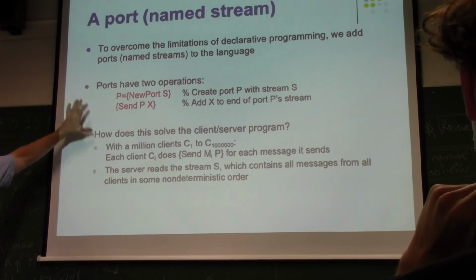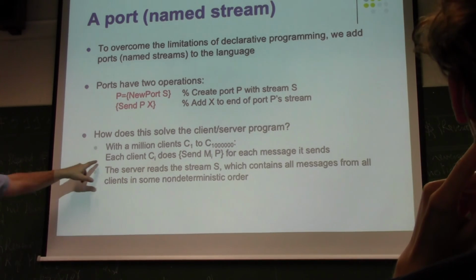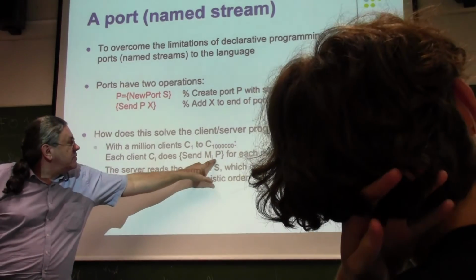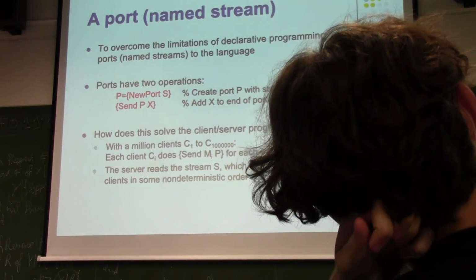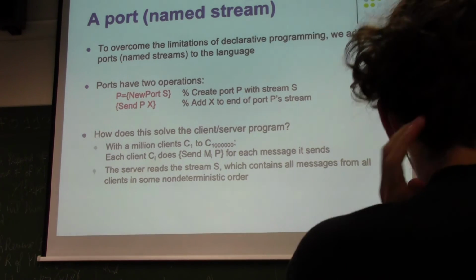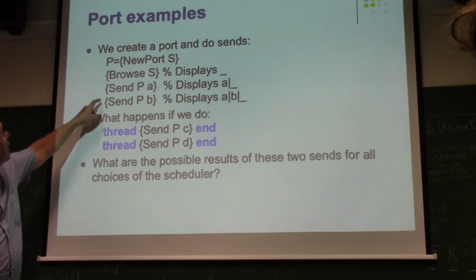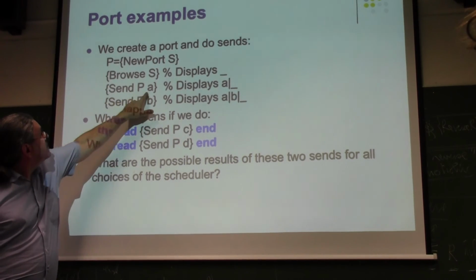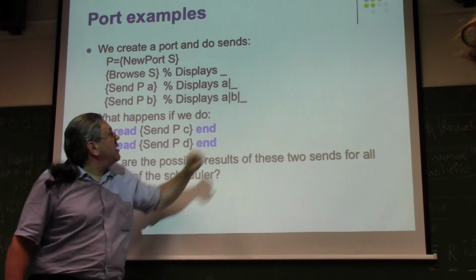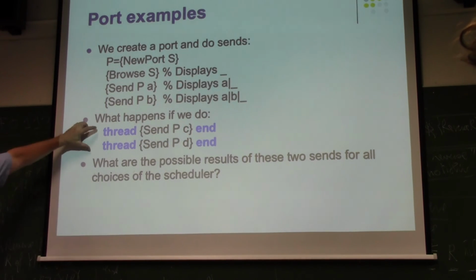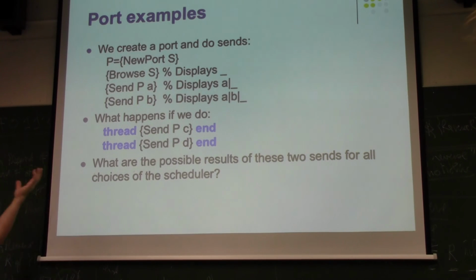So with this, we can actually solve the client-server program. With 1 million clients, each client will send its message to the port, and the server will read the stream S. So this allows you to solve the client-server. You need one port. Okay? So here we can do some examples. If I create a port, if I send A, I get A bar underscore. If I send B, I get A B underscore. If I do the two sends in different threads, then the result is non-deterministic.